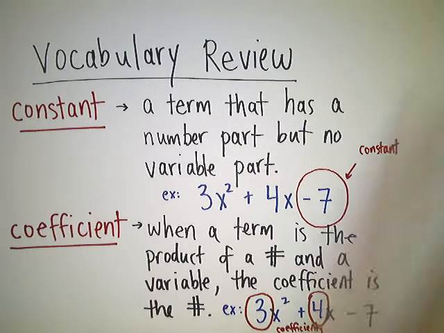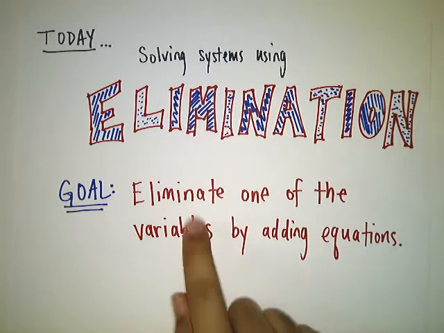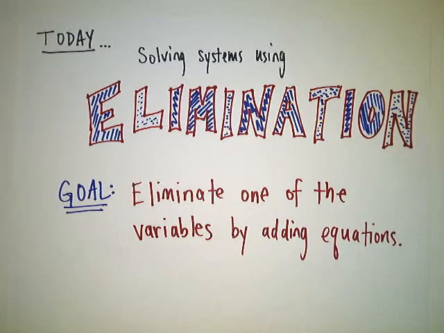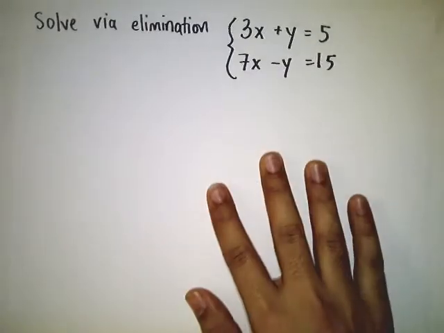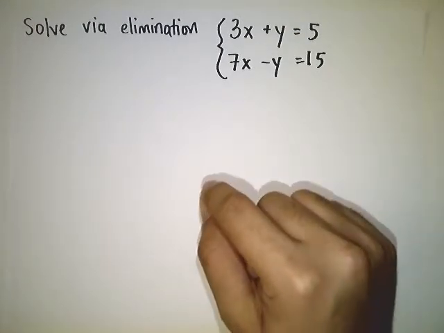All right. Now, let's get back to today's main agenda, which is, as I said before, bam! Elimination. Solving systems using elimination. Once again, our goal is to eliminate one of the variables by adding equations. We're going to see how that works in just a second. Let's take a look at a sample problem. Here's the system we're going to solve first. You don't have to copy it down right now. We'll get it in a second.